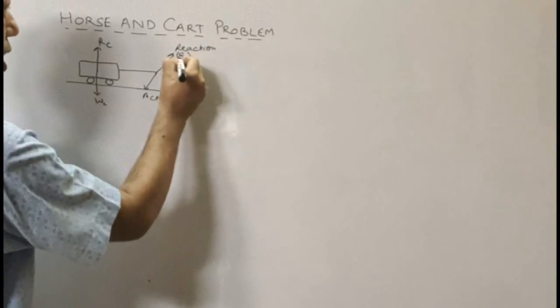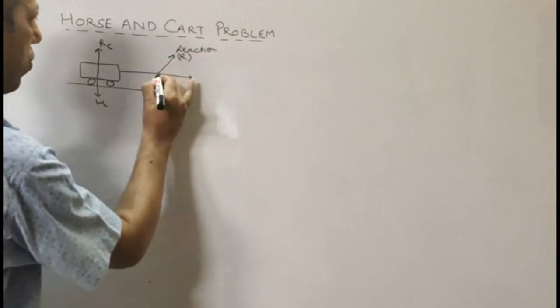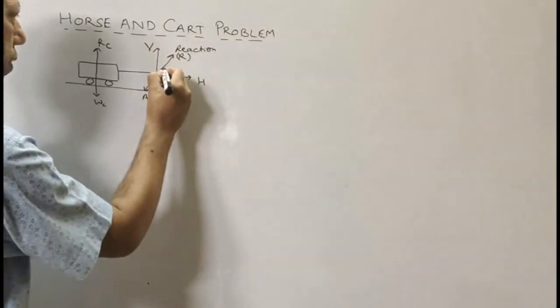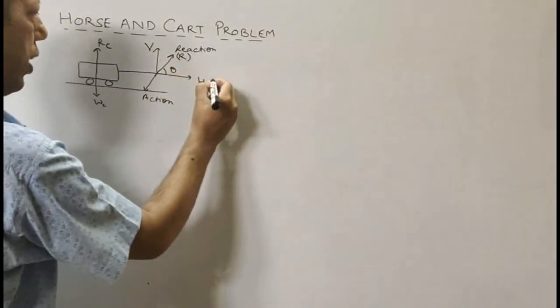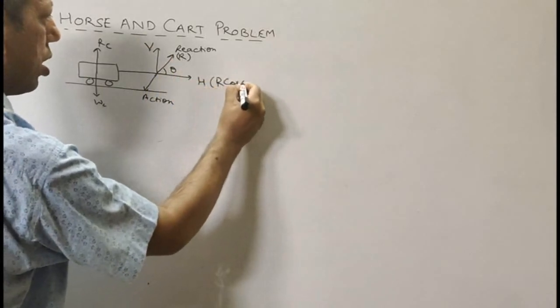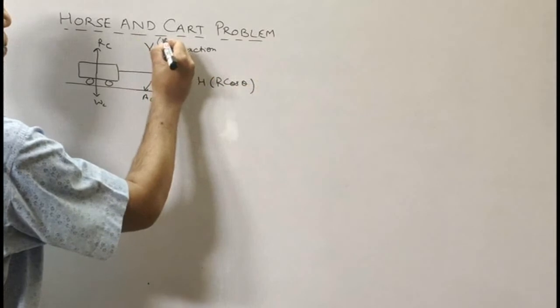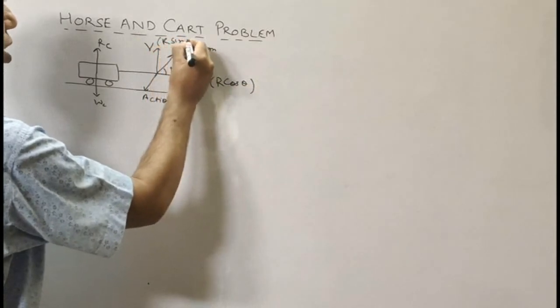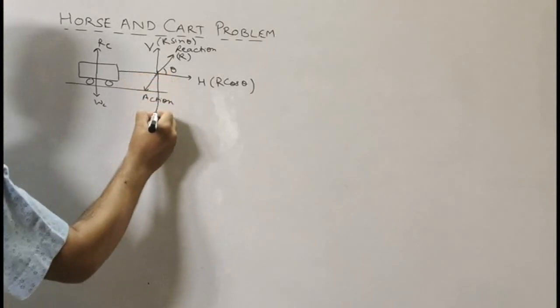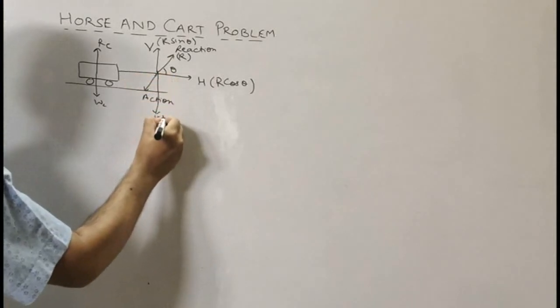Denoted by capital R. This can be resolved into two components, one horizontal and one vertical. If this angle is theta, then the horizontal component is R cos theta, and the vertical component is R sin theta. Weight of the horse is acting vertically downward.